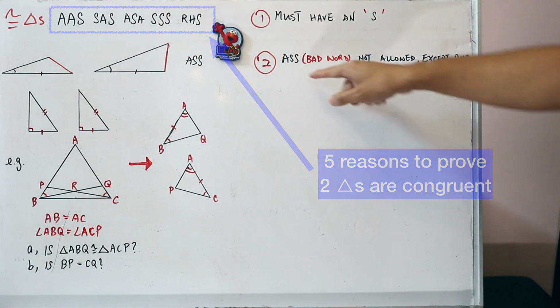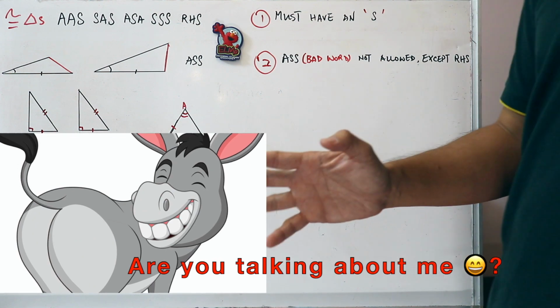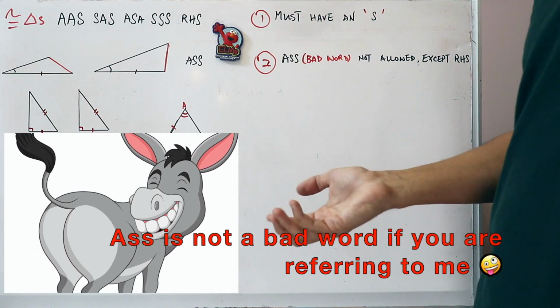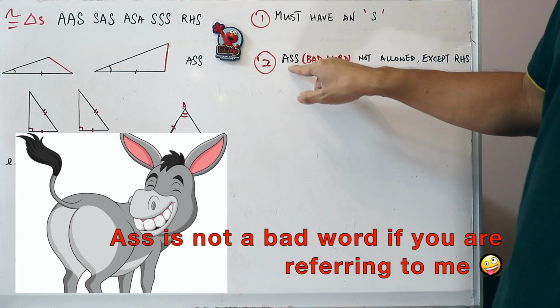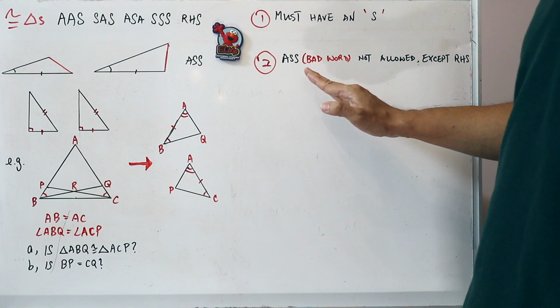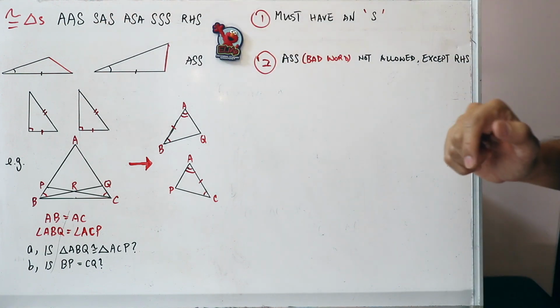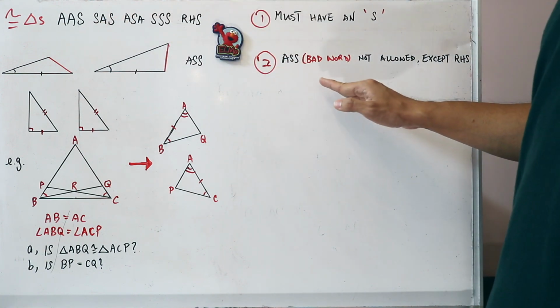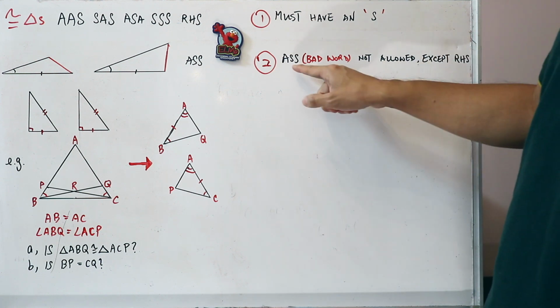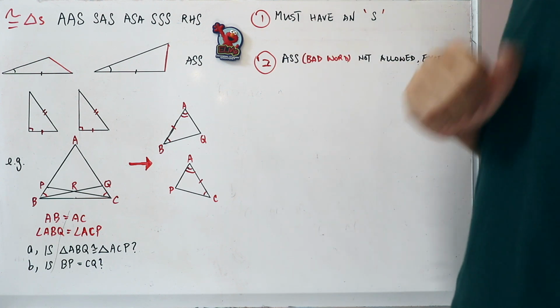Tip number 2, ASS. For some of you, you're taught that ASS is a bad word, right? It's a foul word. This can be one way for you to remember that ASS, which is a bad word, is not one of the reasons to prove two triangles are congruent. Of course, you can ask me, you're teaching mathematics, you're not teaching English, right? So you have to show me why ASS is not allowed. No problem, I'll show you.